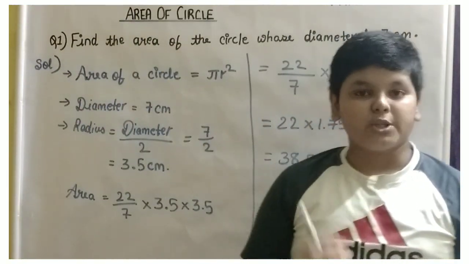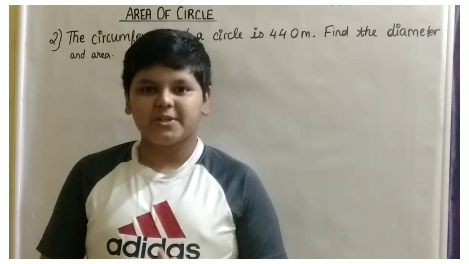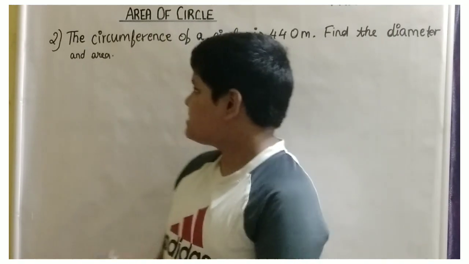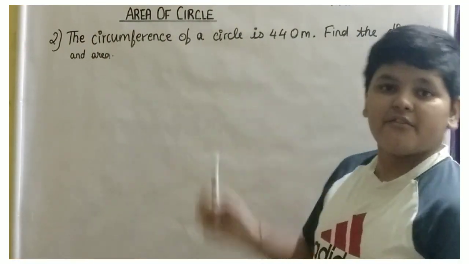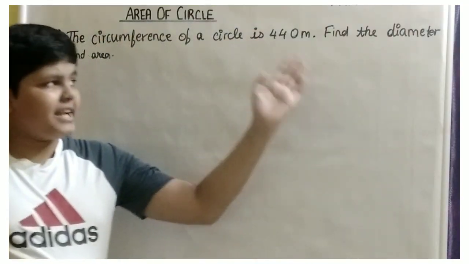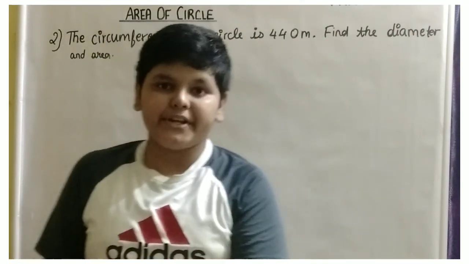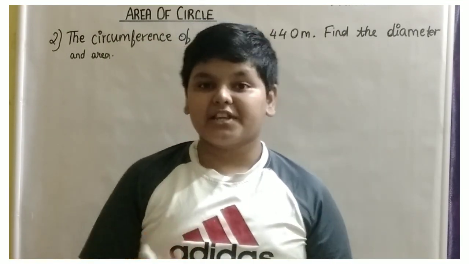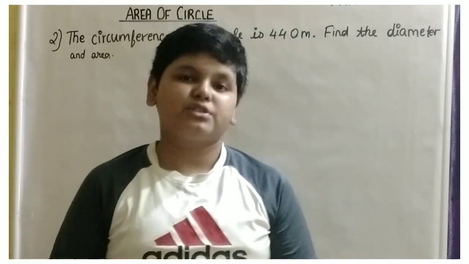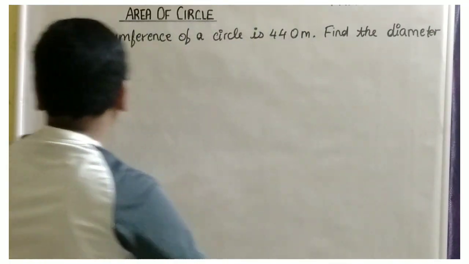Now let us move on to our second question. We have our second question over here. The circumference of a circle is 440 meter. Find the diameter and area. Here you have to find both diameter and area, and this is just an example problem. You can change the diameter value and try to solve the sum. I hope it is helpful for you. Let us start with the solution.